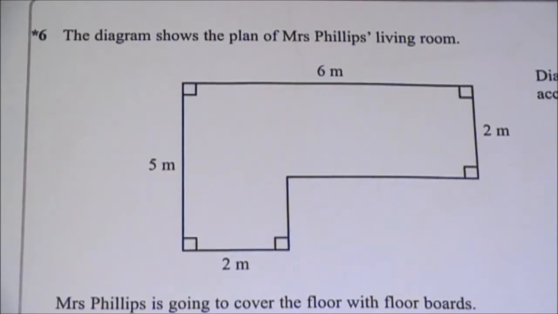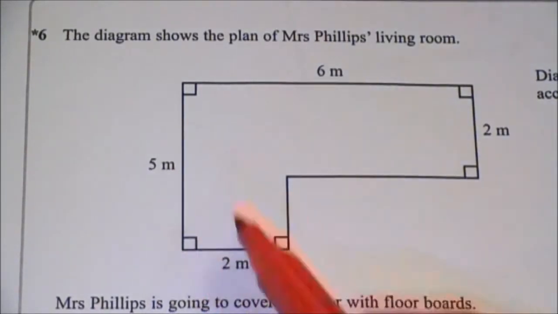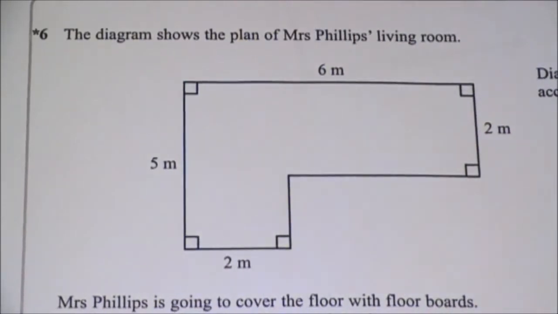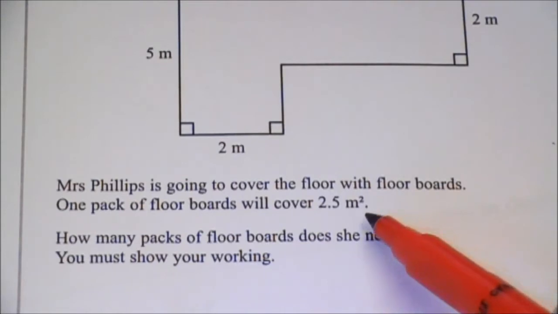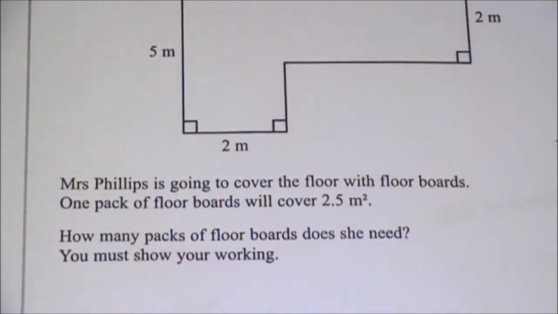Question 6 is an area question. The diagram shows the plan of Mrs. Phillips's living room, and this is it in the L shape. Mrs. Phillips is going to cover the floor with floorboards. 1 pack of floorboards covers 2.5 meters squared. How many packs of floorboards does she need? You must show your working.